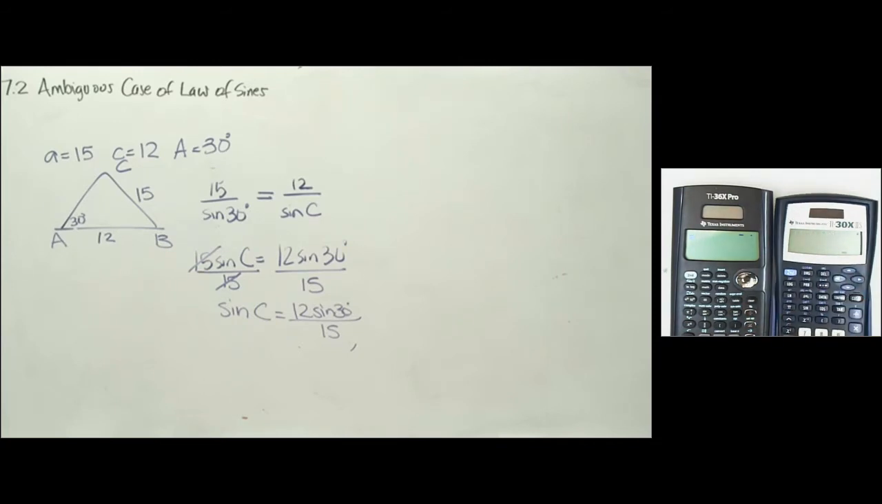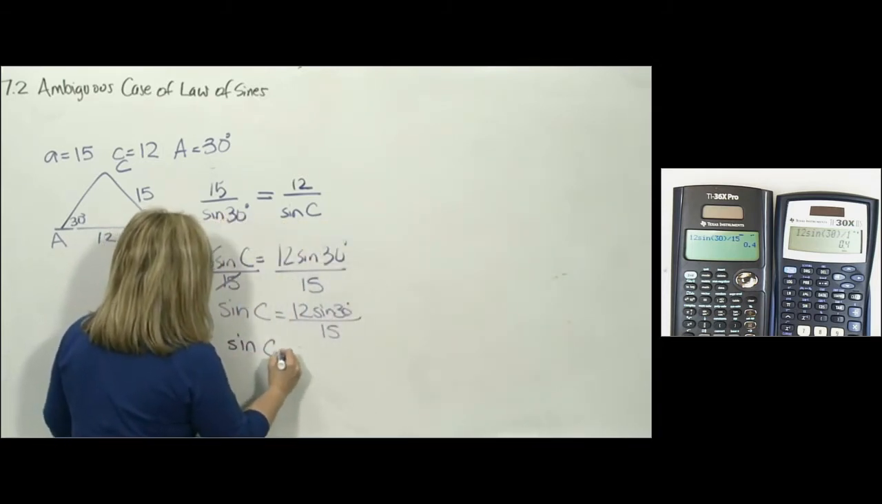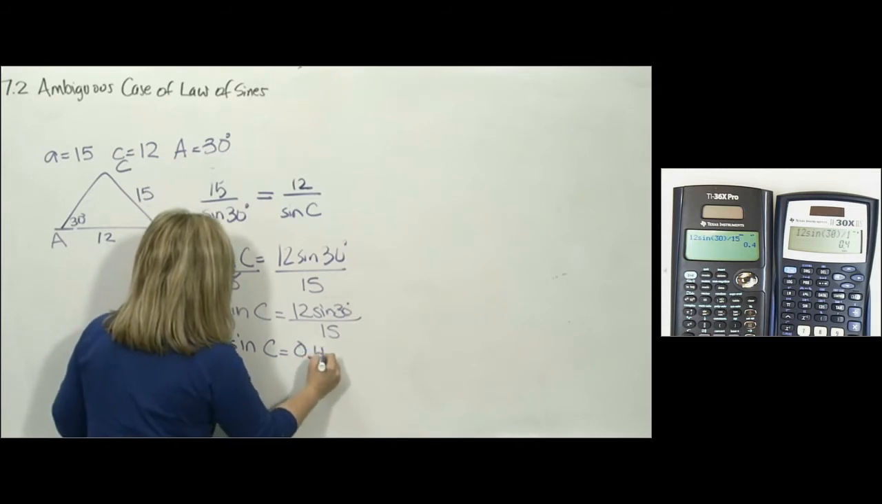Clear. So I'm going to hit 12 sine 30, close it, divide it by 15. All right, I get 4/10. I'm going to do it on the other one. 12 sine 30, close it, divide it by 15. All right, both calculators give me 4/10. Wonderful. So now I know the sine of angle C is 4/10.